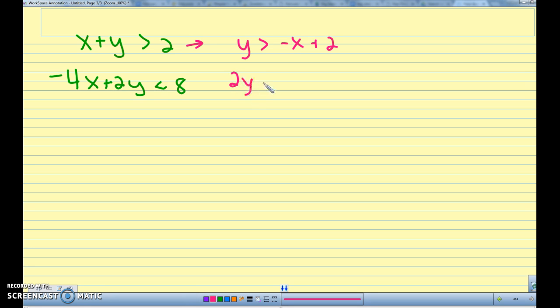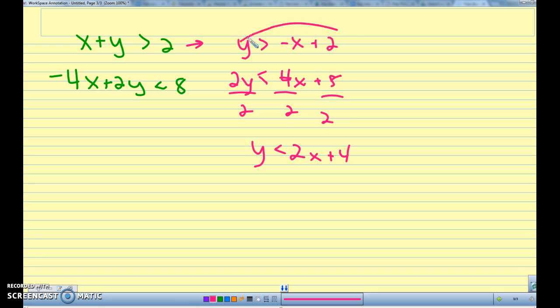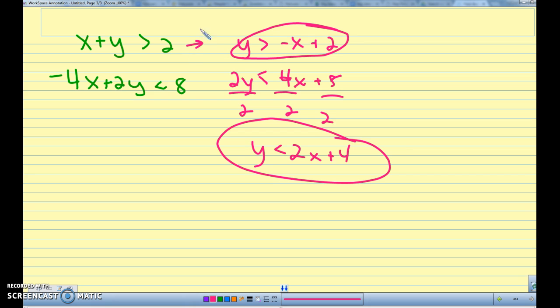This one, we would solve 2y is less than 4x plus 8, and then I would divide every part by 2 till I got y less than 2x plus 4. So then these are the equations I'm going to graph. And going from standard form into the slope-intercept form just makes it easier to graph when I need to do that. Okay? So go ahead and graph it and start shading it in.